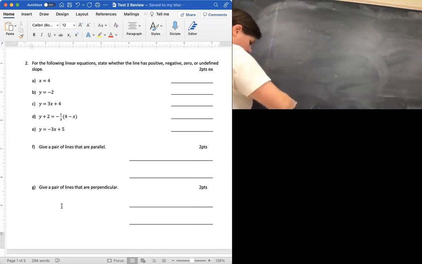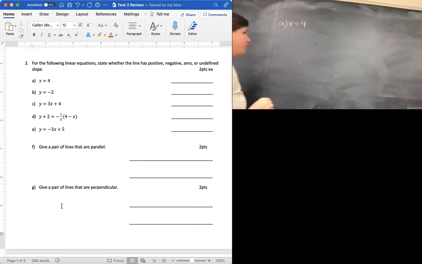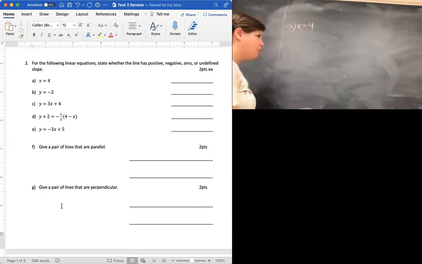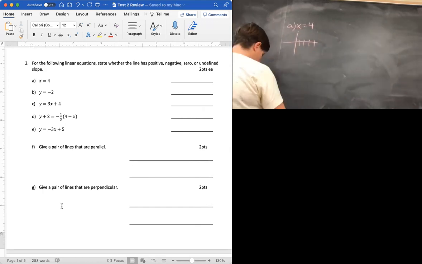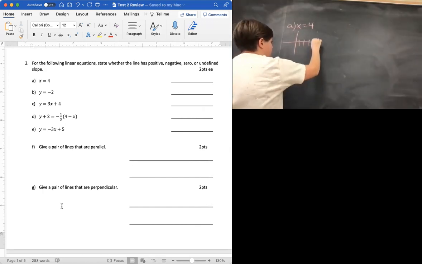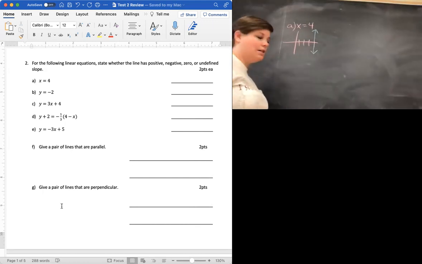So for A, we have x equals 4. Well, what is the slope for that? If you don't know off the top of your head, maybe graphing it would help you. So if you graph it, 1, 2, 3, 4, x equals 4 is a vertical line at x equals 4. Vertical lines always have an undefined slope.